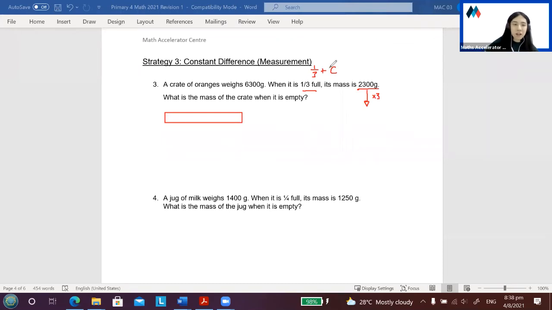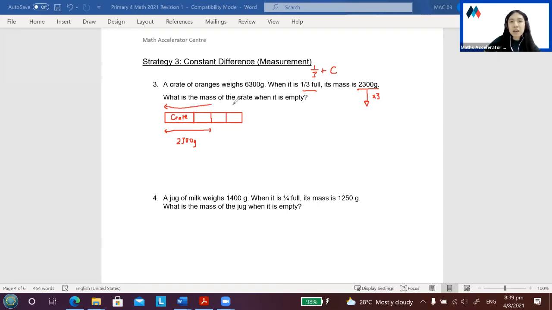That's not the right answer. If you times it by 3, you will get 6,900. You can see that that is not 6,300 because there is a crate. We haven't accounted for the crate. So the crate has a mass as well. After that, if you have 1/3, this will be 2,300 grams, right? Your answer is not correct, because you multiplied 2,300 by 2, I think. Not quite.